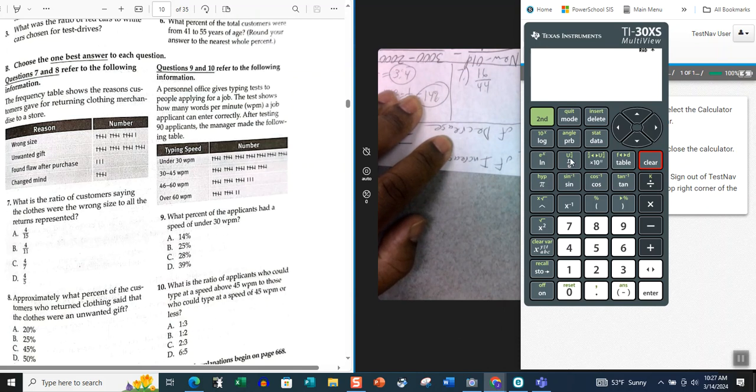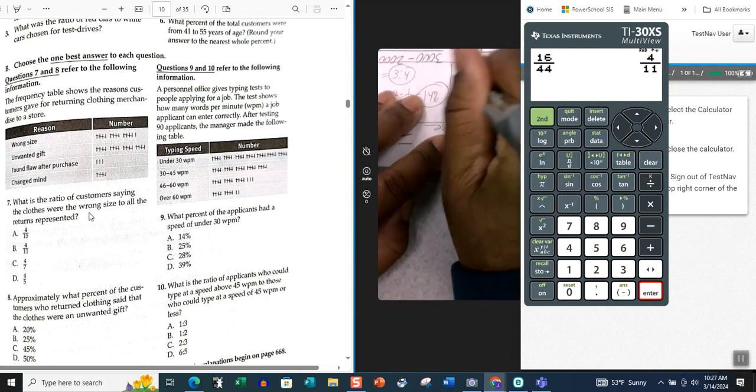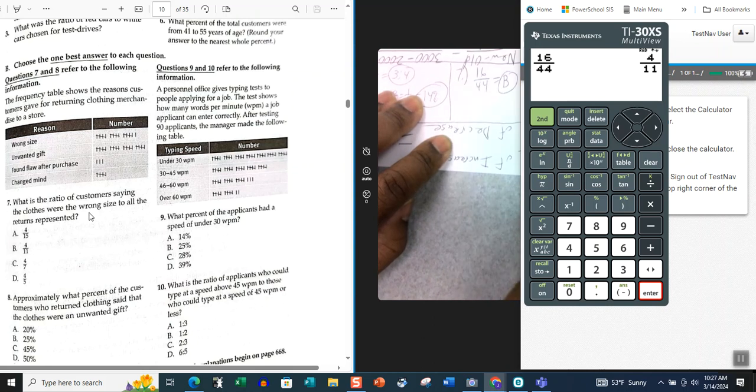We will clear it, and then we'll put N over D, and we'll type in 16, the down arrow, 44. Press the right arrow and press enter. See what this did, this automatically simplified it. If you have a fraction and you want to know if it can be simplified, you can just type it in as is and press enter, and this calculator will simplify it for you. So it's 4 over 11, which is B. So B is your answer for number 7.